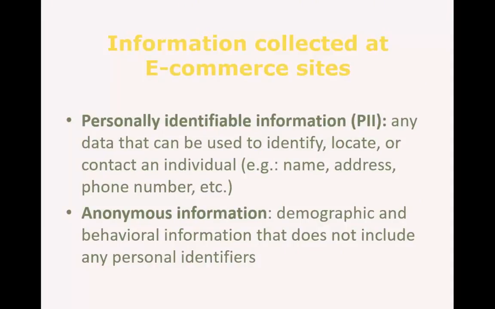And about the information that is collected at e-commerce sites, we also have 2 other definitions. Personally identifiable information is any data that can be used to identify, locate, or contact an individual. And anonymous information is demographic and behavioral information that does not include any personal identifiers.